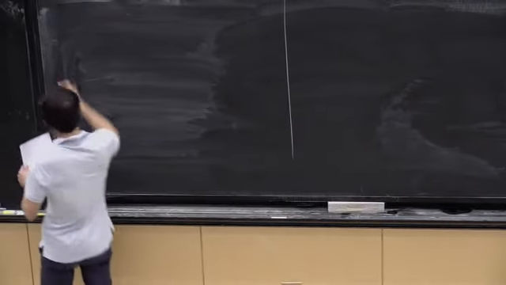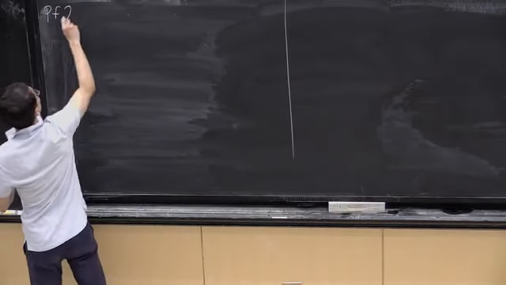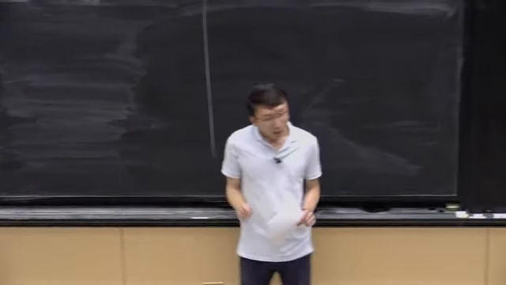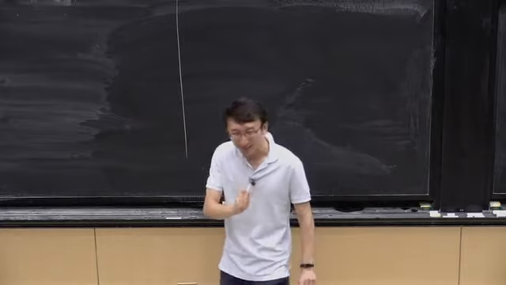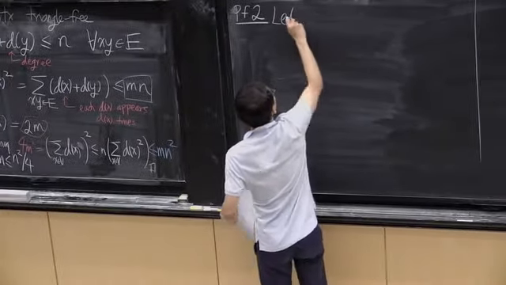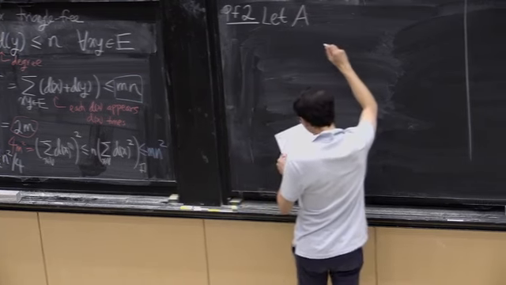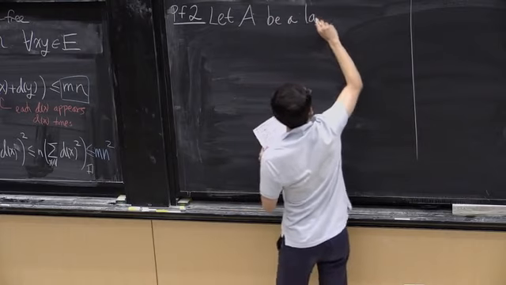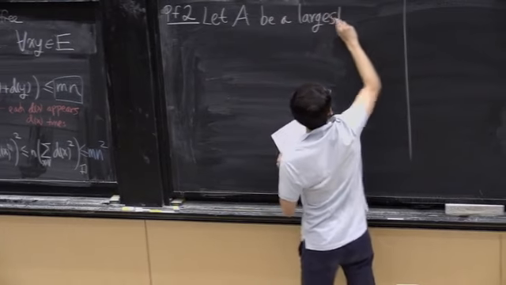Let me show you a different proof of Mantel's theorem. In this proof, we begin with a step that seems a little tricky. Let A be a subset of vertices such that A is a largest independent set.